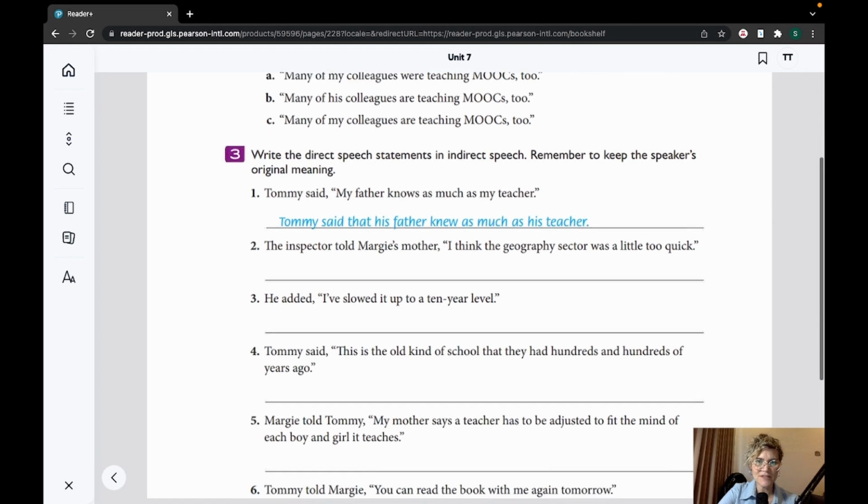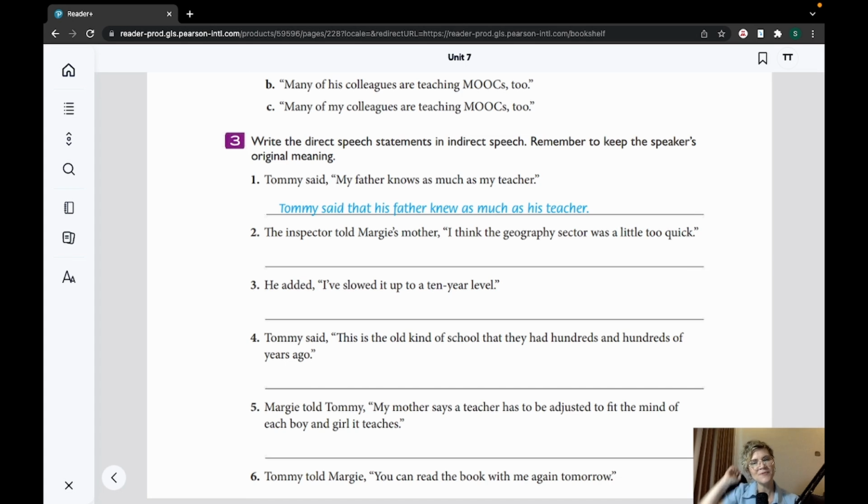Write the direct speech statement in indirect speech. Remember to keep the speaker's original meaning. Don't change the meaning. Okay, we've got an example. Tommy said, "My father knows as much as my teacher." Tommy said that his father knew as much as his teacher.